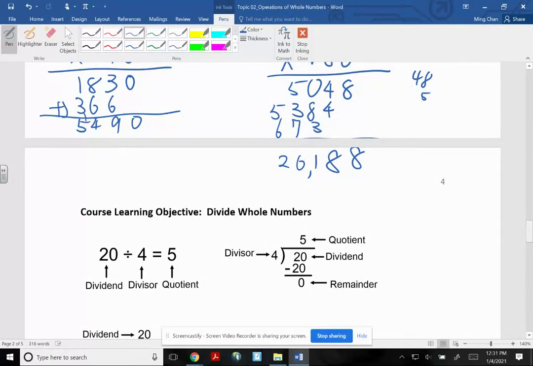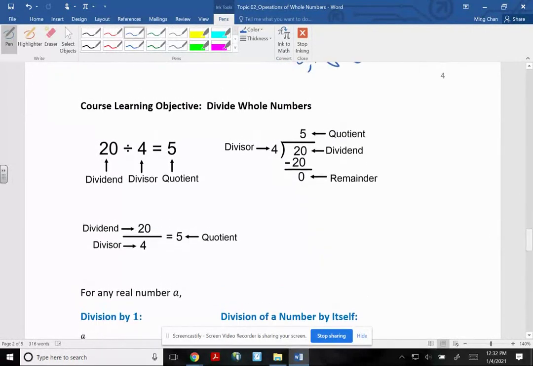All right, division. Okay, you got to know your times table in order to do division correctly. For example, 20 divided by 4 equals 5. The 20 is called the dividend. The number that you use to divide is called the divisor, which is 4. The answer is called the quotient.